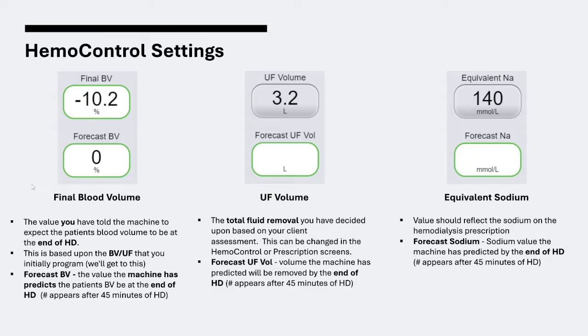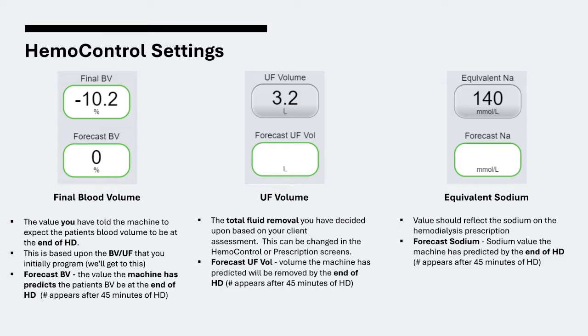So final blood volume is what you've told the machine to expect your patient's blood volume to be at the end of dialysis. So in this case, the machine is thinking, okay, based on what you've told me, they should be at minus 10.2 by the end of the 4-hour treatment. This is based upon something called the BVUF that you initially program, and we're going to get to this in the next slide.